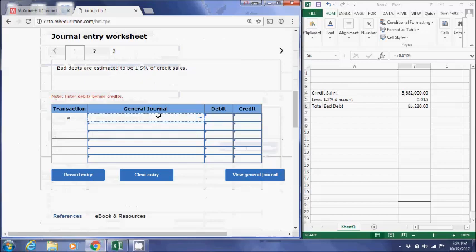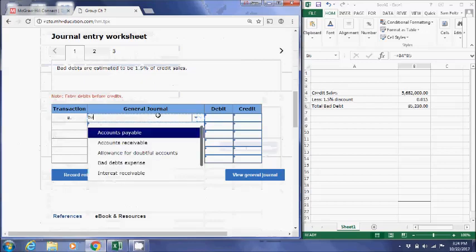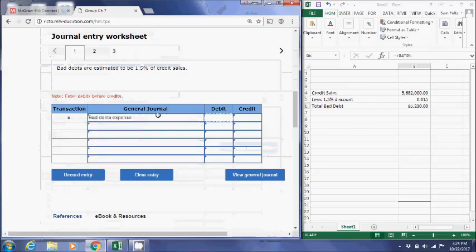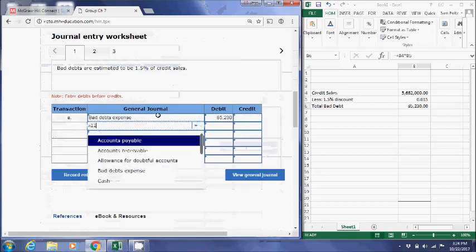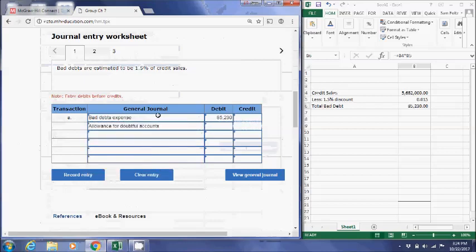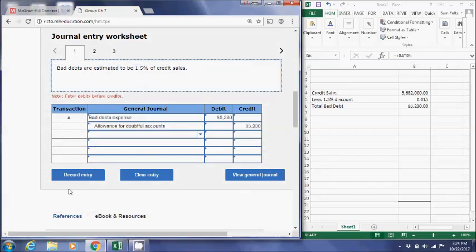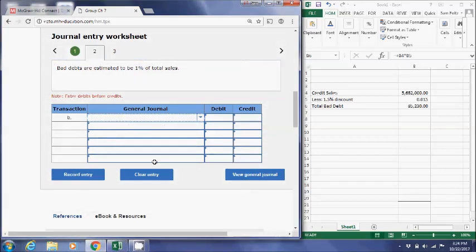How do we write that off? Simply, we go to bad debt expense, debit $85,230, and our allowance for doubtful accounts, credit $85,230. That's estimating on a percentage of sales. I'm going to go ahead and record that entry.